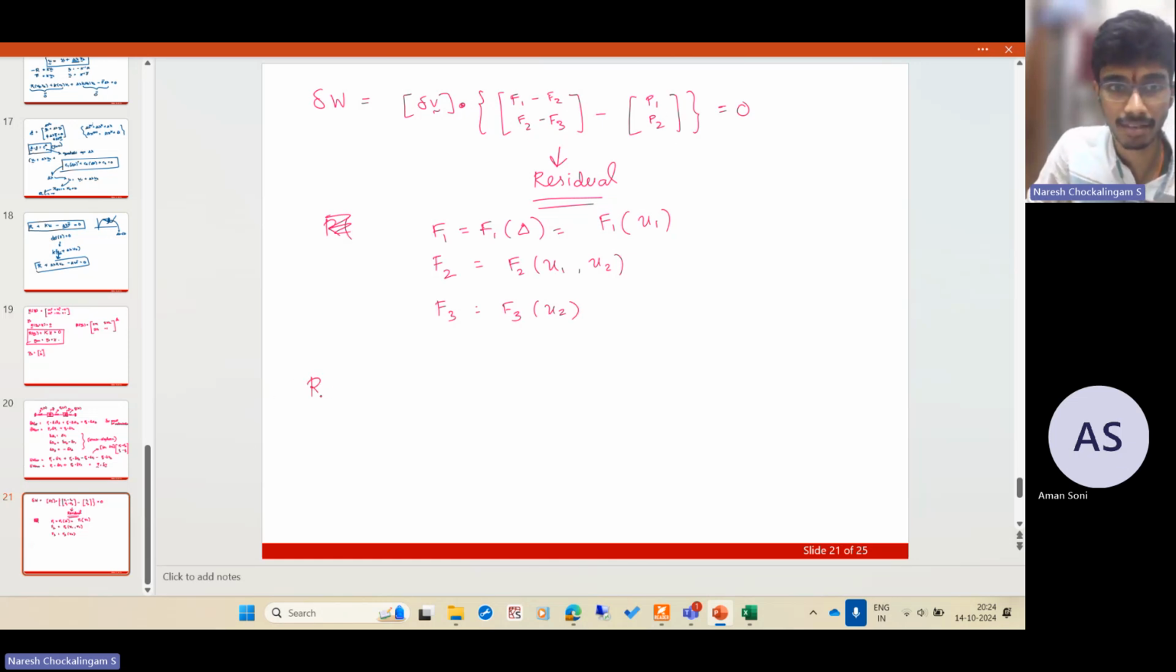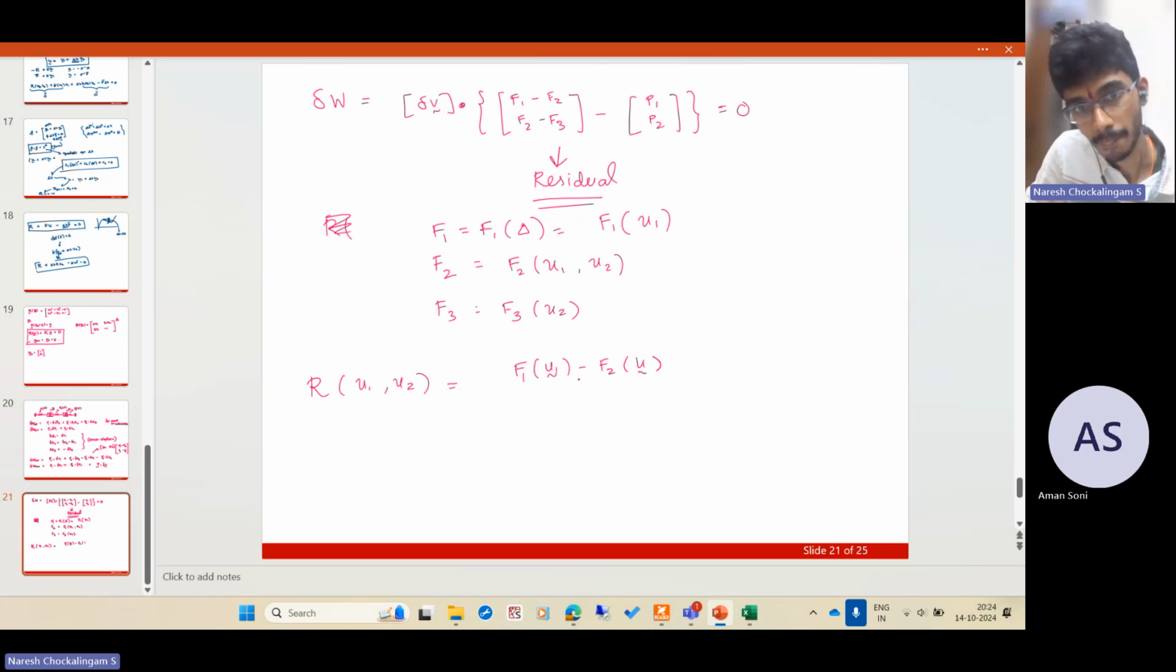So you say R is a function of U1, U2. These are the real displacements. V is the virtual displacement. U are the real displacements. R of U1, U2 is what? It is F1 of U vector minus F2 of U vector, F2 of U vector minus F3 of U vector. These are all known functions, minus P1, P2.